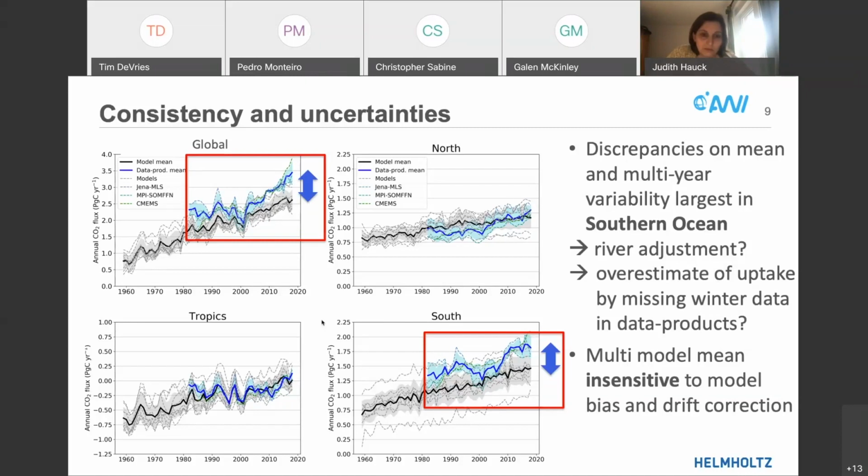Okay, are there other questions? Judith, is there a way that you handle the forcing uncertainty? For example, one of the hindcast models may be using NCEP-NCAR and one may be using JRA. How is that accounted for here?